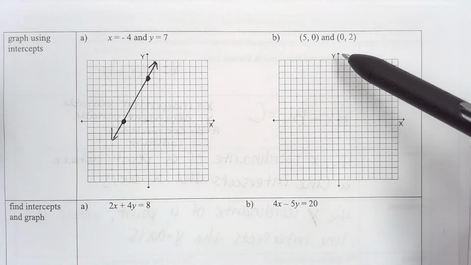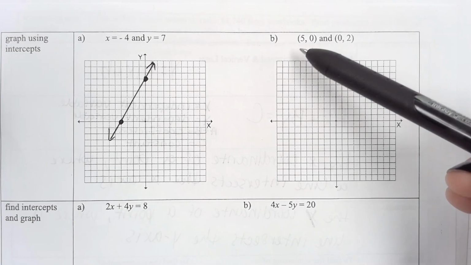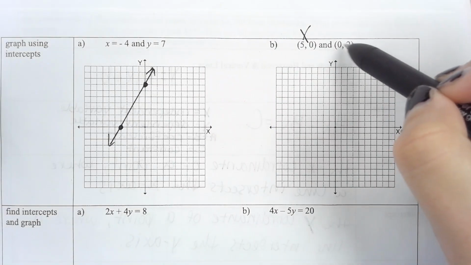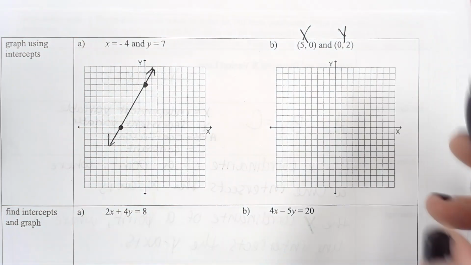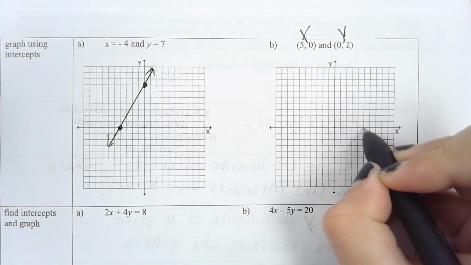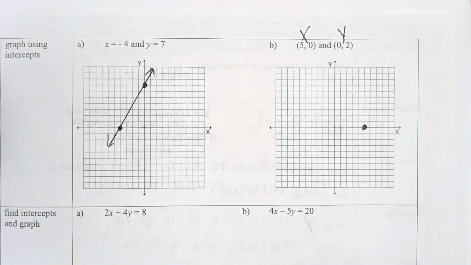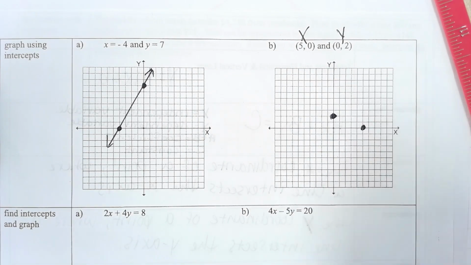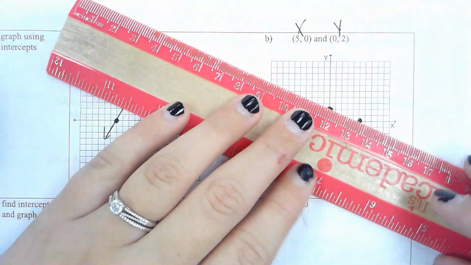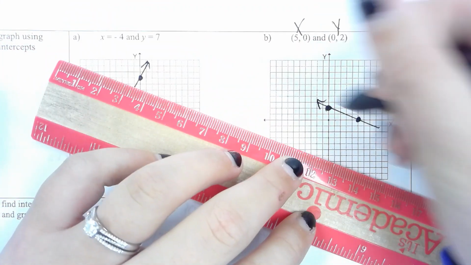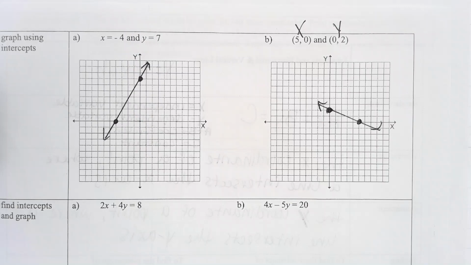All right, and then same thing with ordered pairs. So 5, 0, this is representing our x-axis, and 0, 2 is representing our y-axis. So I do need to plot 5, 0, so that's my x-axis right there. And then plot 0, 2, and that's our y-axis. And then draw a line through those points. And there's our graph.